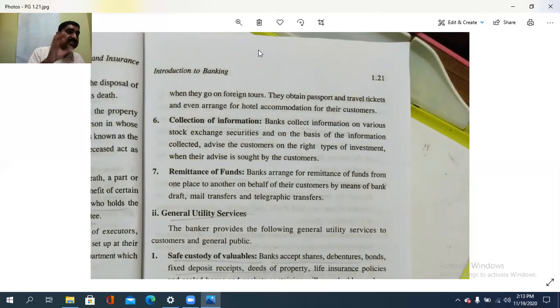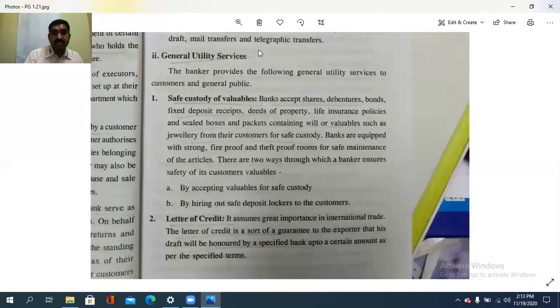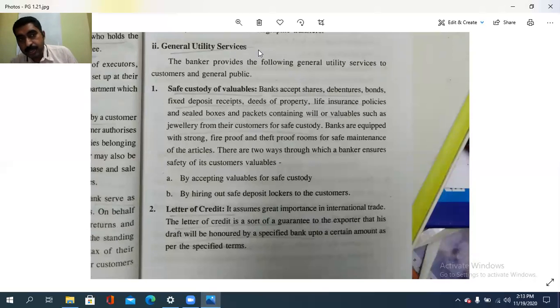So these are the agency services, while the other is general utility services. So what are the general utility services? The banker provides the following general utility services to customers: safe custody of valuables.